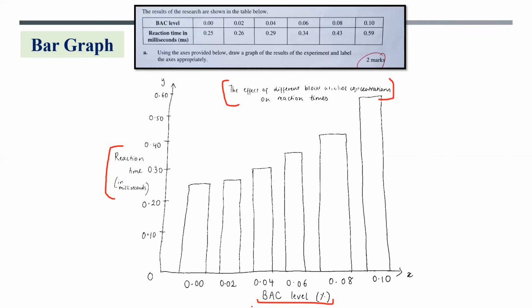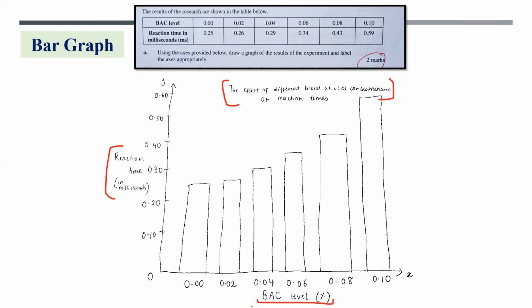So the effect of different blood alcohol concentration on reaction time. That's enough. Okay. Or even just the effect of blood alcohol concentration on reaction time, full stop. You don't even need to mention the word different. Okay. So you get a mark for that as well. And then obviously having a correct scale, okay, on both ends.